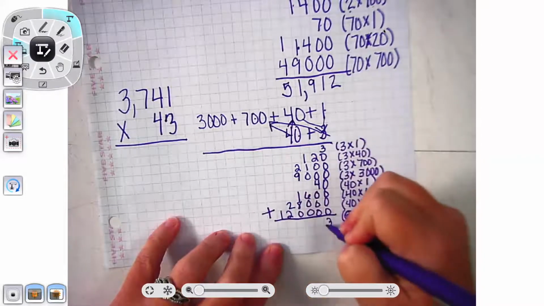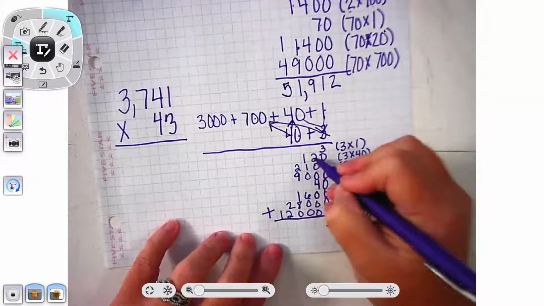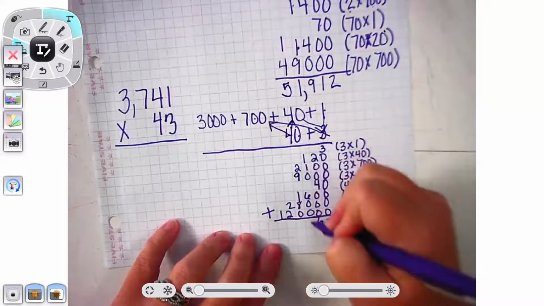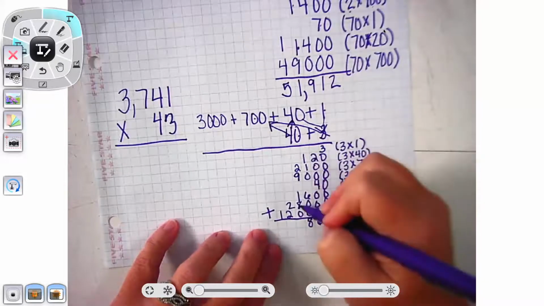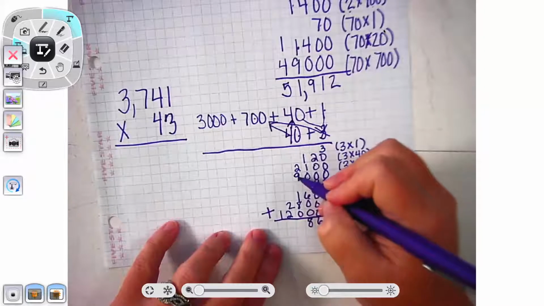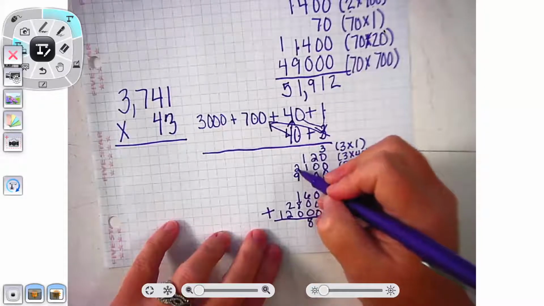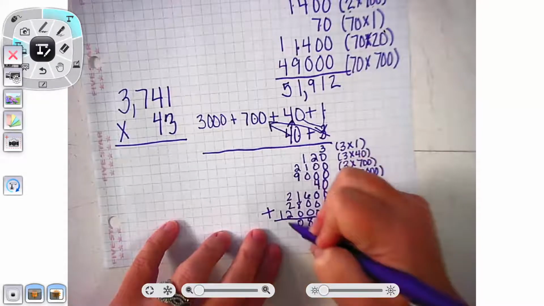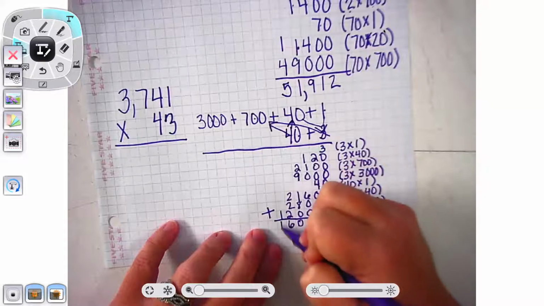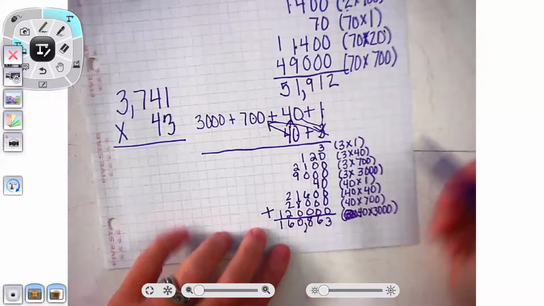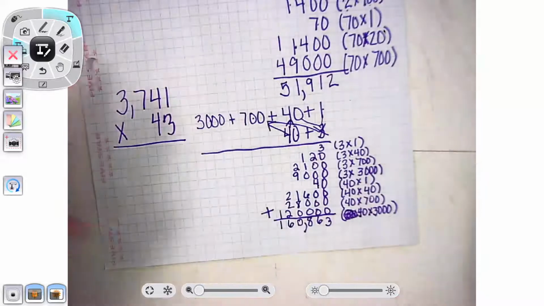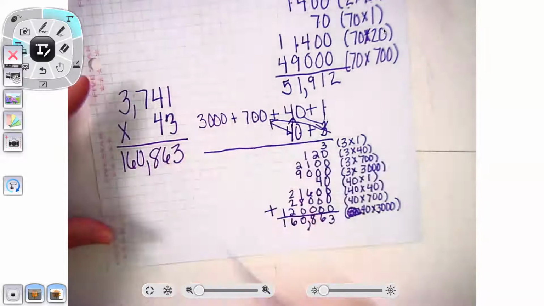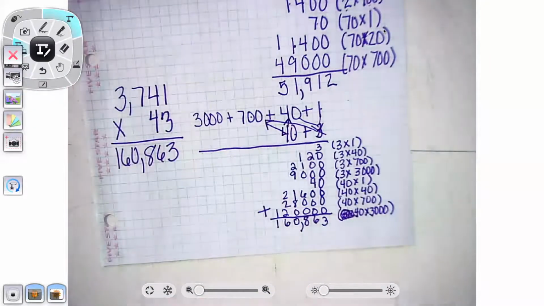3 plus all those zeros is 3. 4, 5, 6. 6 and 6, 7, 8. Okay. 8 and 1 is 9. And 9 more is 18, 19, 20. Put my 0 down, carry my 2. 2, 4, 6. Bring down my 1. Then I'm going to put my comma in, and my answer to that problem would be 160,863. And that's using the partial product method.